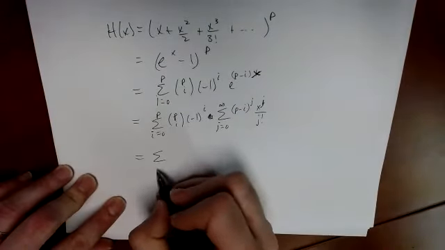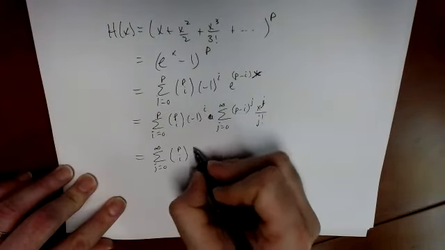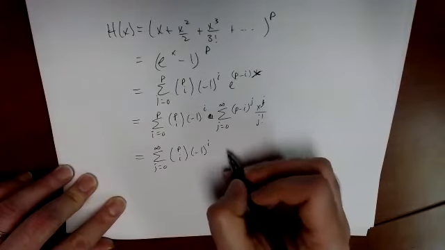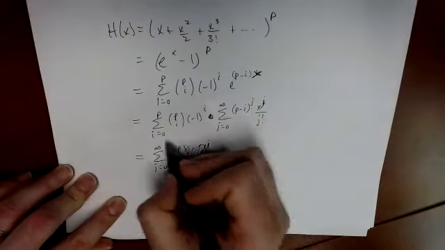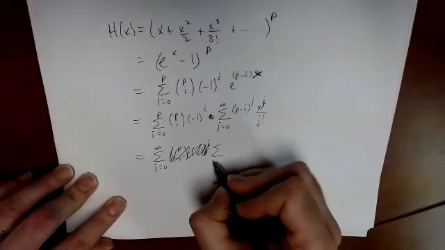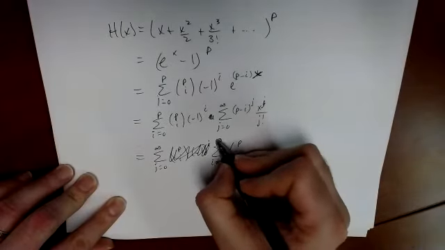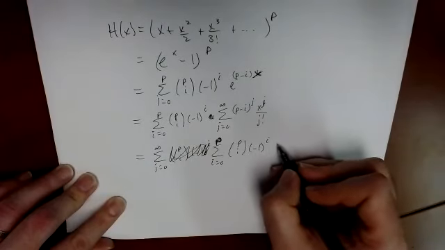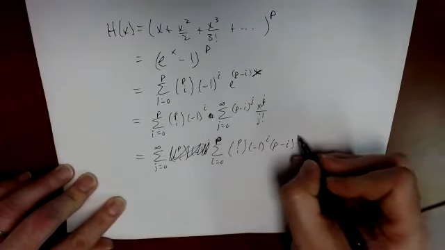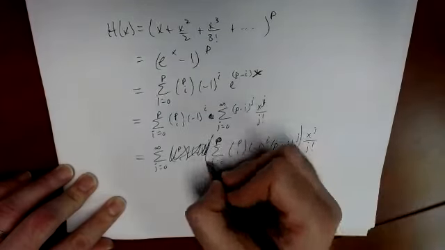So then this is the sum as j goes from 0 to infinity of p minus i minus 1 to the i. Oops, nope. I was exchanging my sums. I've got to actually write that sum though. The sum as i goes from 0 to p of p choose i, minus 1 to the i, p minus i to the j, x to the j over j factorial. This then is the sequence.